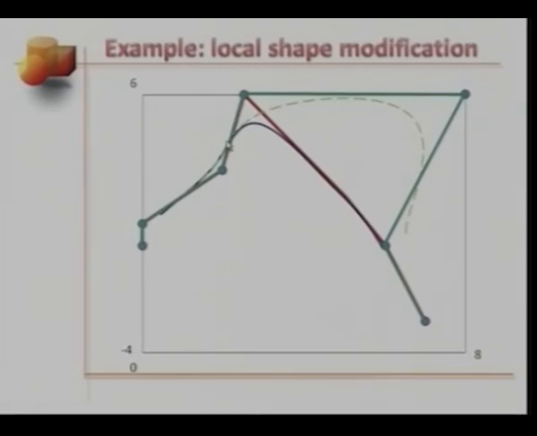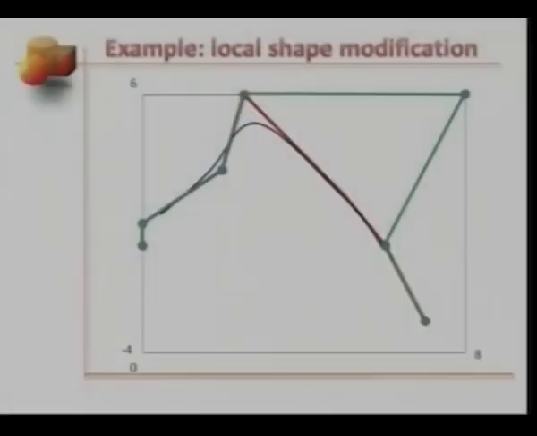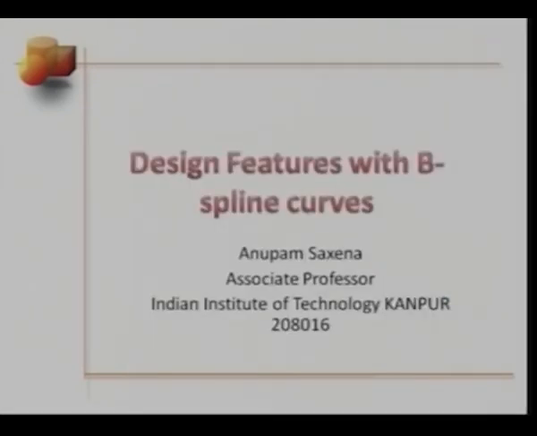Now this is a feature that we did not see in two cases, one for Ferguson curves and the second for Bezier curves. But now with local barycentric property associated with B-spline basis functions, we can think of modifying the shape of the curve locally now. Let us now implement whatever we have learned so far to try to understand how to design B-spline curves. Design features with B-spline curves.